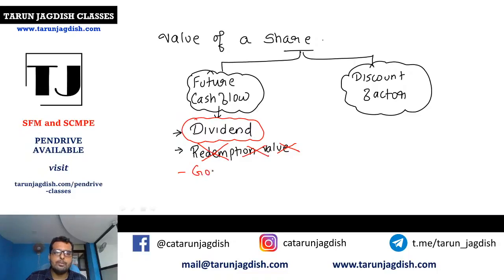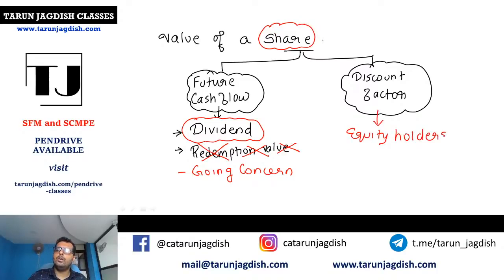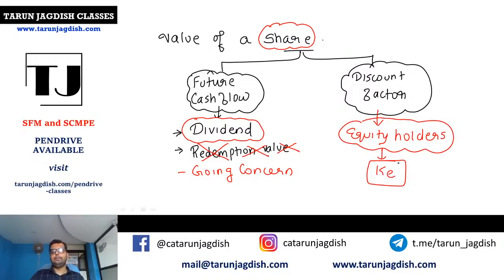Moreover, we have a concept called going concern. What do you mean by going concern? Going concern means that the company will go on forever. Are you getting my point? And the discount factor, if you talk from a share investor's point of view, only equity holders are the investors over here. So if equity holders are the investors, the expectation will be called KE.